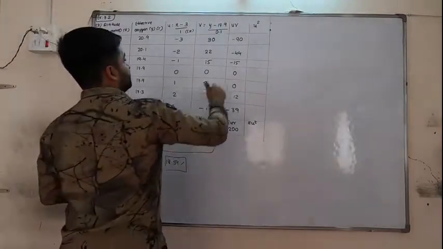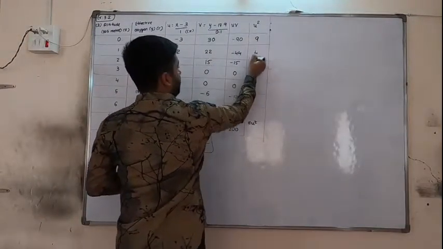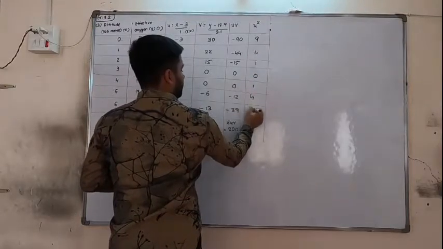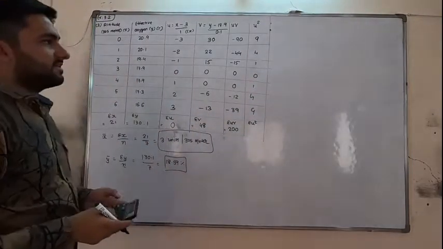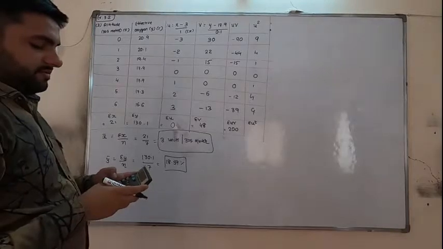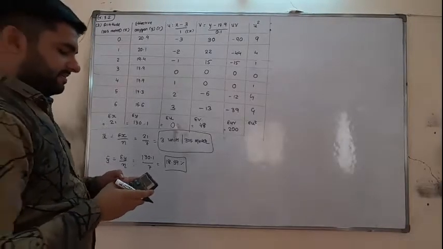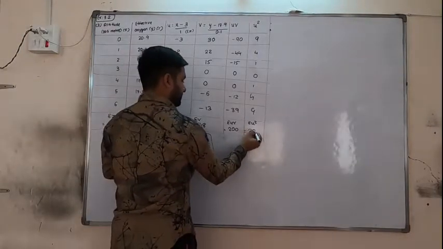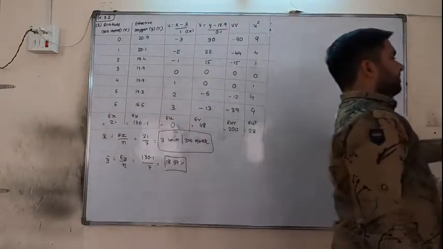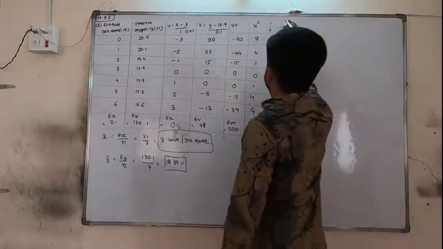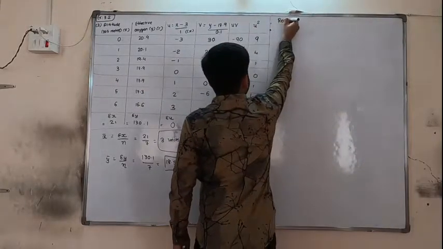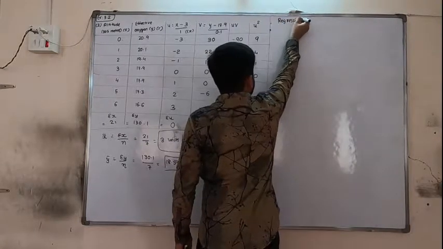Now u square. 9, 4, 1, 0, 1, 4, 9. It's very easy because these are the squares. So 9, 4, 1, 0, 1, 4, 9 is 28.